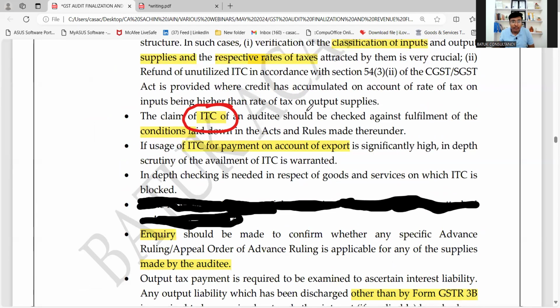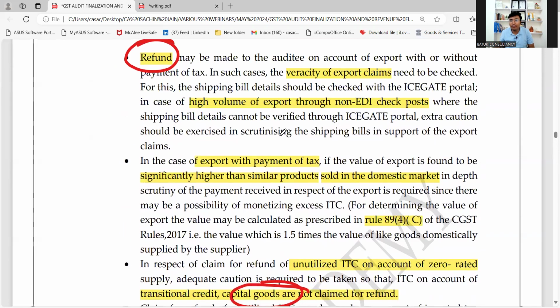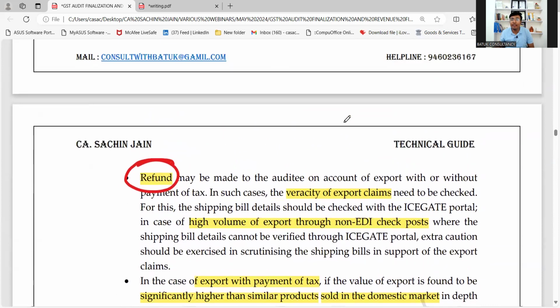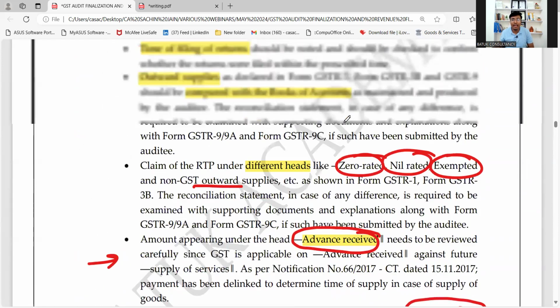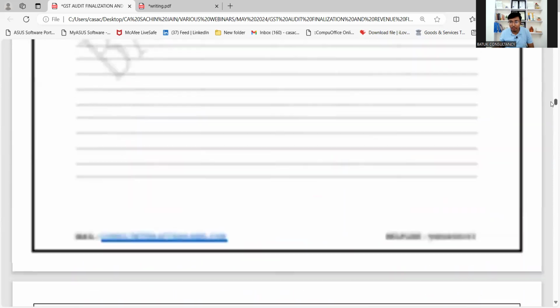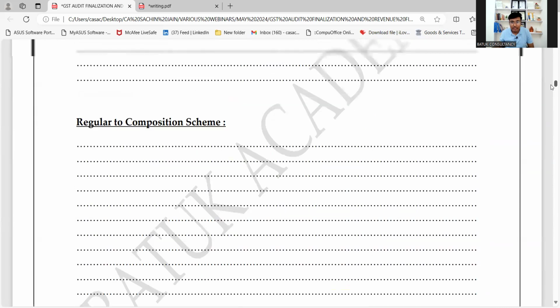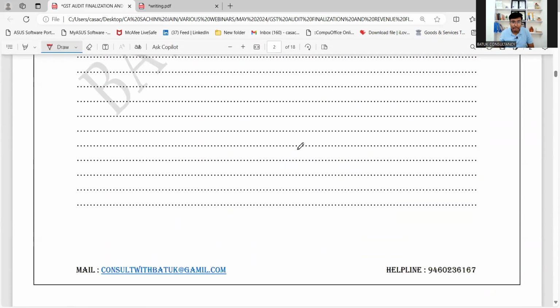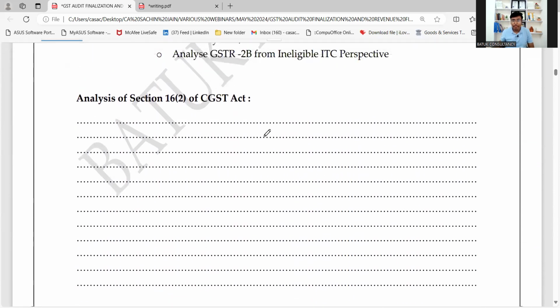Now, can we discuss the conditions of section 16 subsection 2 for claiming of input tax credit, or do you all have the idea? I require your answer in the chat box. We have to discuss the conditions of section 16 subsection 2. Not required. Okay. But we'll discuss 1 to 2 important points. Okay.